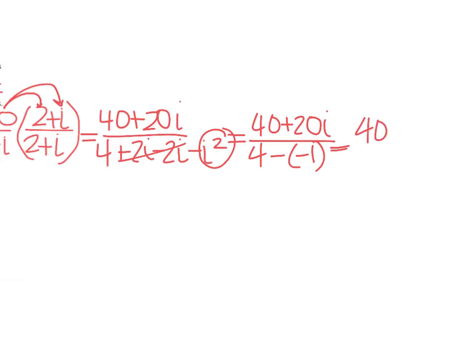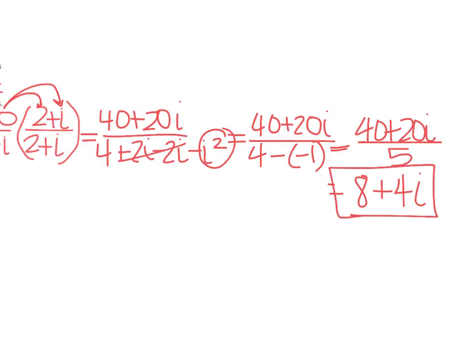So we end up with 40 plus 20i over 5. And then we can simplify everything. So we can do 40 divided by 5, which gives us 8 plus 4i, right? We're dividing both terms on top by 5. And that's our answer for part A, 8 plus 4i.